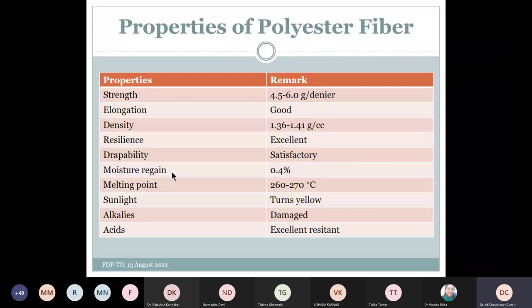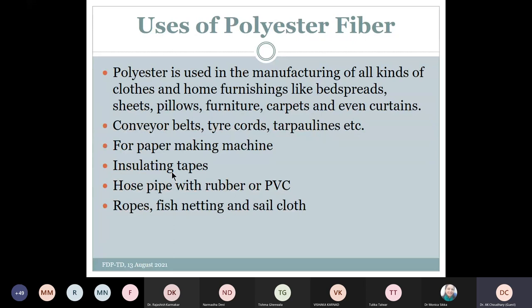There are additional applications other than cloths: conveyor belts, tire cord, home furnishing, bedspreads, seats, pillows, furniture, carpets, and even curtains, tarpaulins. A tarpaulin is a material used for covering food grains or other materials from the rain or any other natural hazards. Also paper making machines, insulating tapes, hose. You will find very wide application of polyester in your life, as textiles and as industrial products.